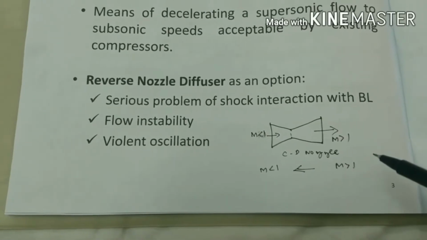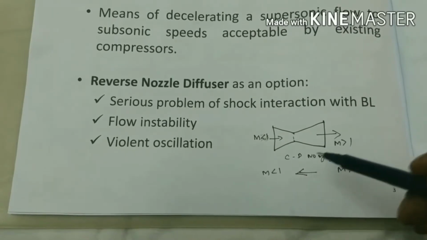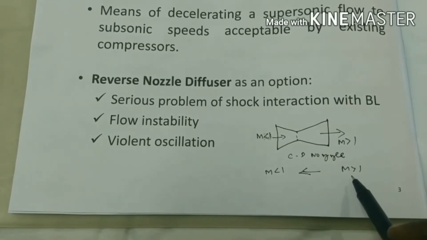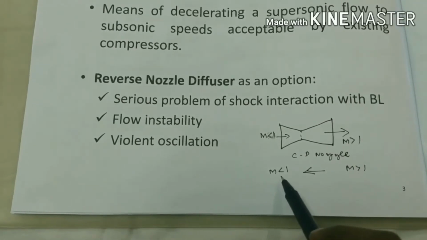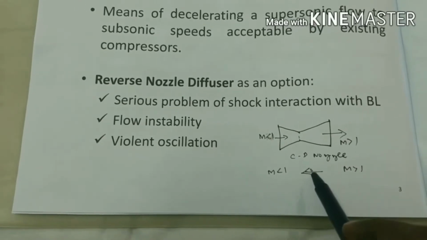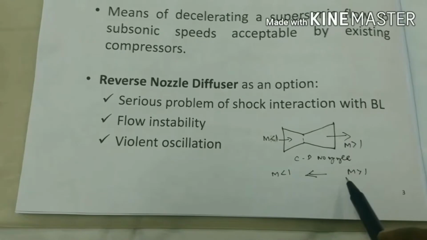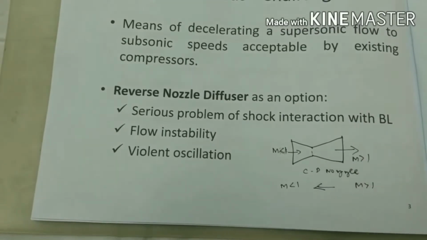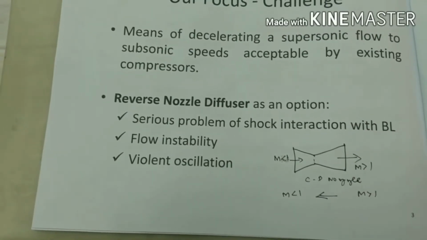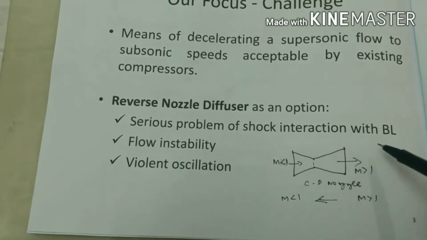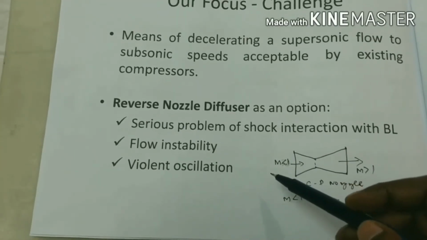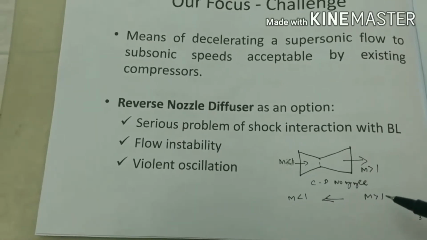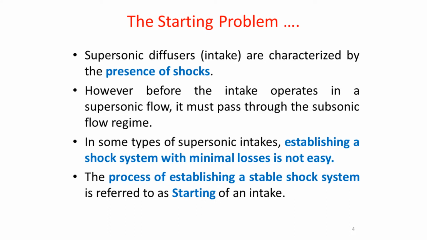When you place this CD nozzle in the reverse order, as a reverse nozzle diffuser, the entry Mach number will be supersonic and the exit Mach number will be low subsonic. Put in the reverse manner, our purpose could be solved, because we need to decelerate the flow from high supersonic to low subsonic. But when you try this, we have problems: shock interaction with the boundary layer, flow instability, and violent oscillation. Let us see how you can find the solution for this.